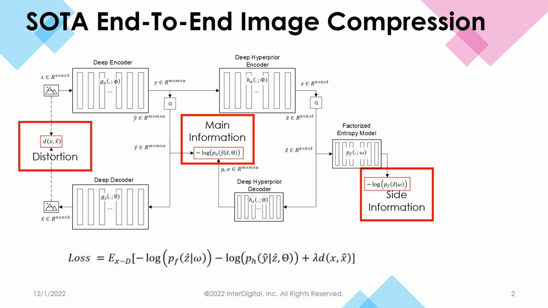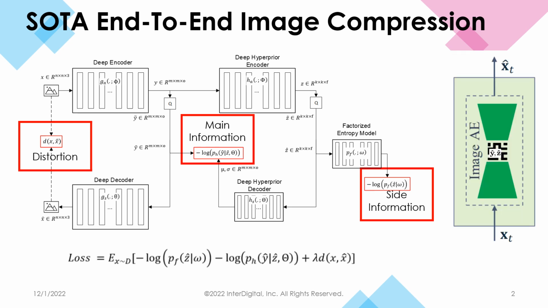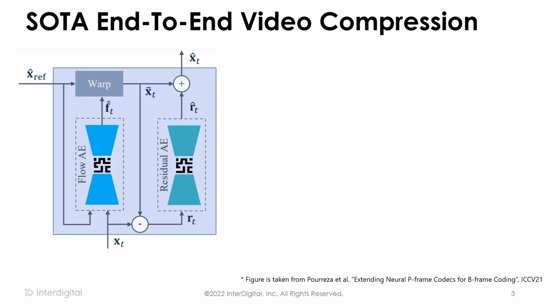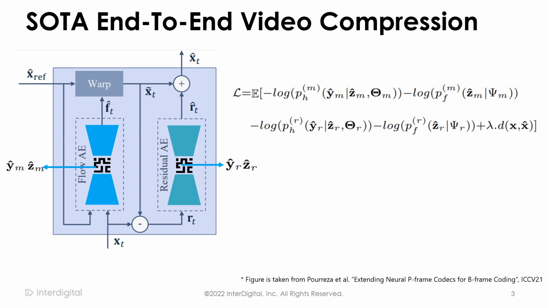We can simplify this VCIP by this block diagram. For video compression case, two different VCIP can be used. One for encoding motion information, while another is for residual information. Thus, for video compression, the model should be optimized for minimizing the following loss, which is the sum of bit length of main and side information of motion, as well as main and side information of residual, in addition to reconstruction error.